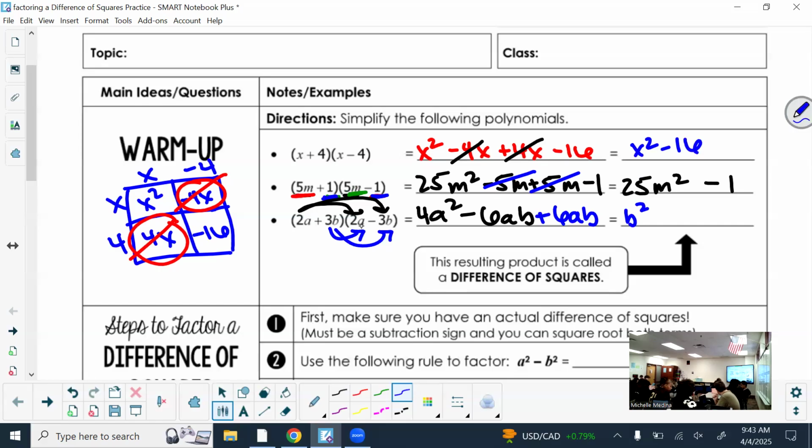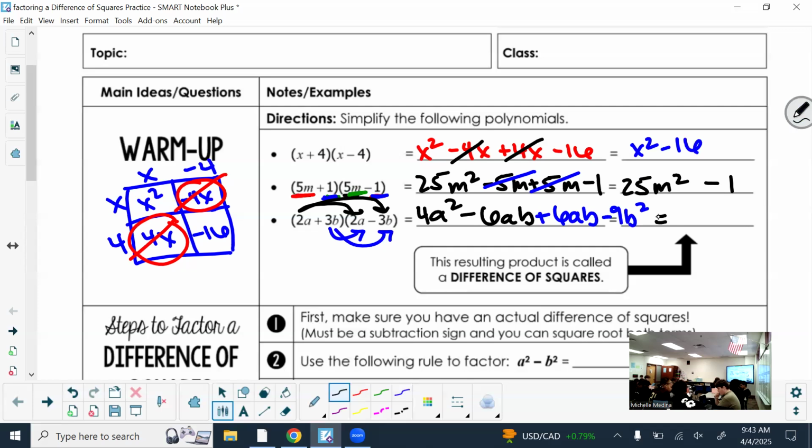Close. 3 times negative 3 is, no, we're multiplying, not adding. So 3 times negative 3. Good. So that is negative 9B squared. And then we're gonna combine like terms. But any questions on just that first part, just to multiply?